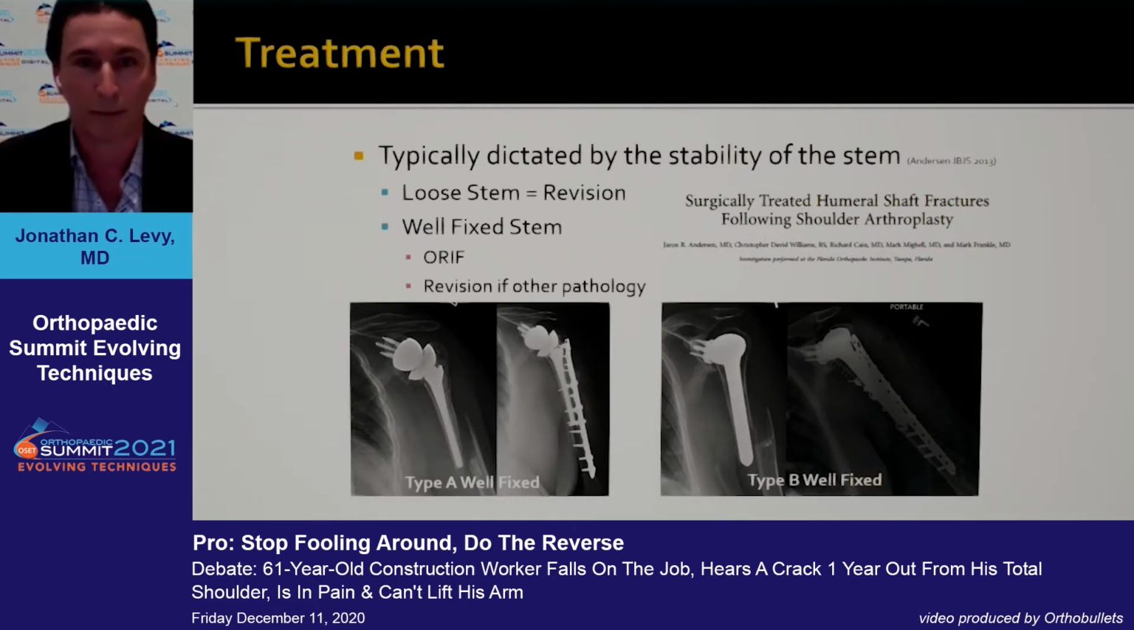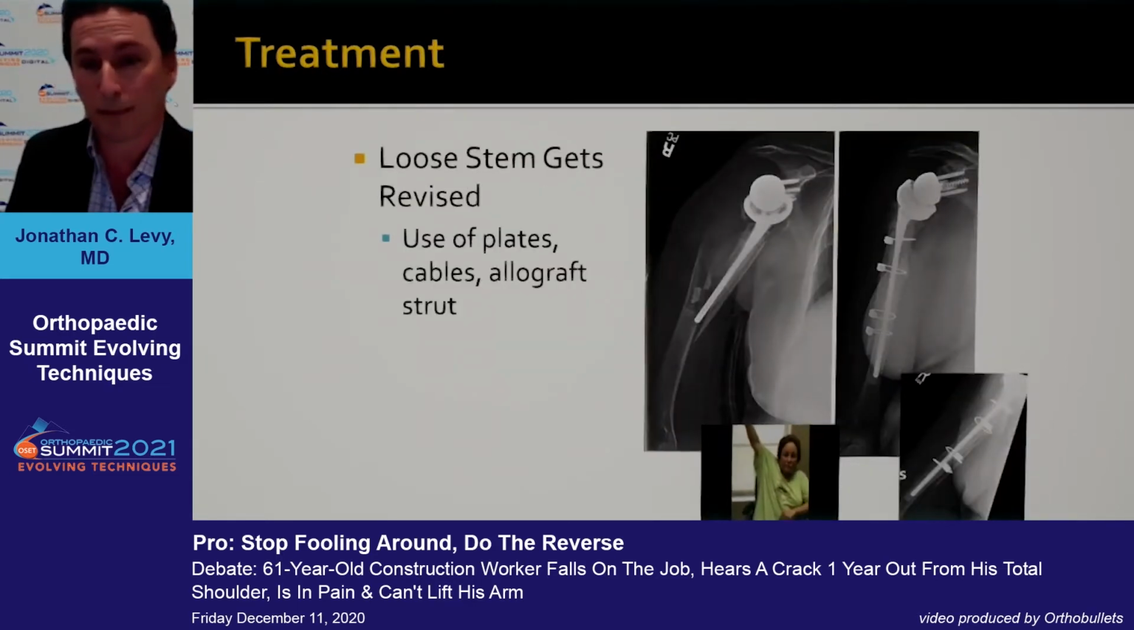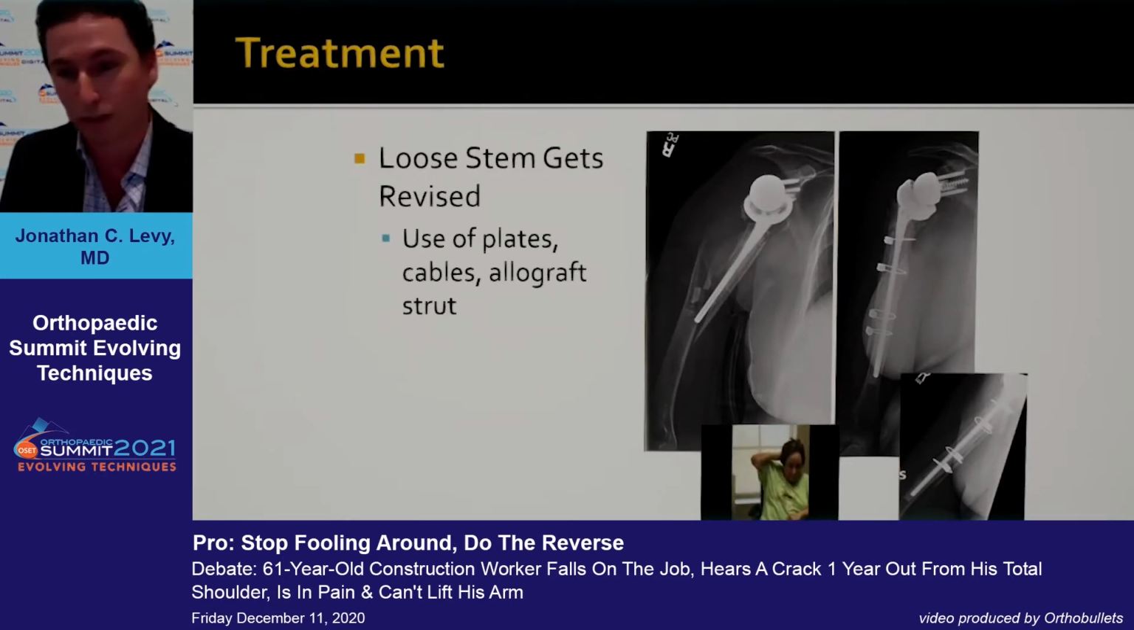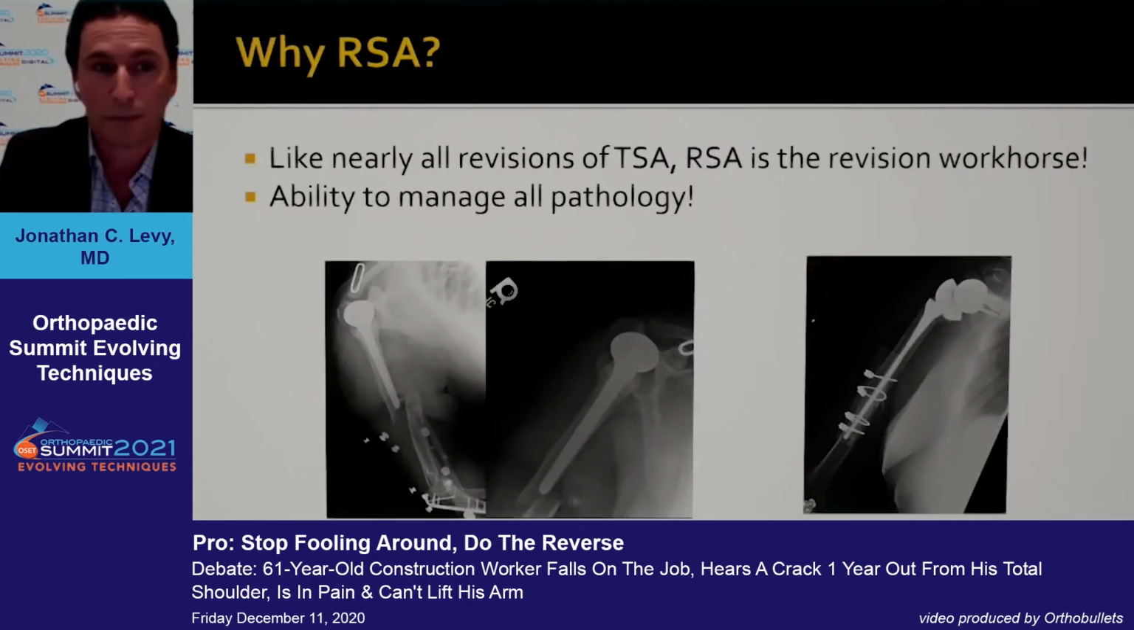In a well-fixed stem, you can get away with fixing it, and there are a variety of different techniques for that. The only other reason you would revise a well-fixed stem in the setting of fracture is if there's other pathology and you're trying to hit a grand slam, treating the underlying failed arthroplasty, removing the well-fixed implant, and fixing the fracture at the same time. A loose stem like this gets revised with a long stem, in this case with cables, and it requires a complete revision because the stem is loose.